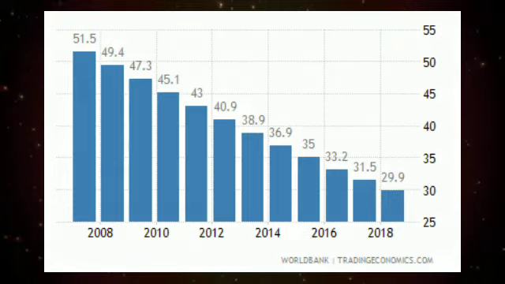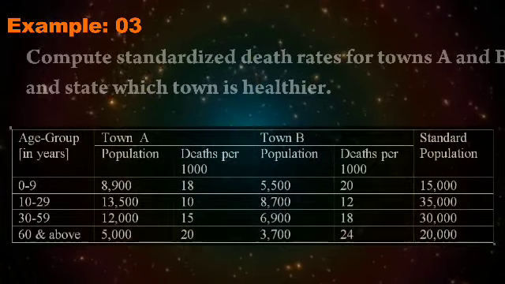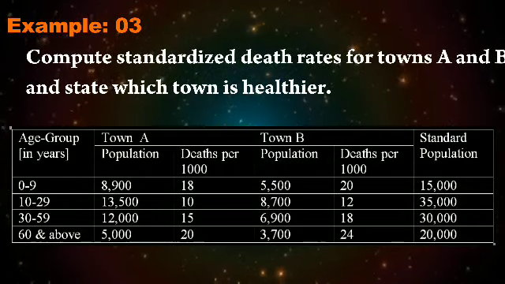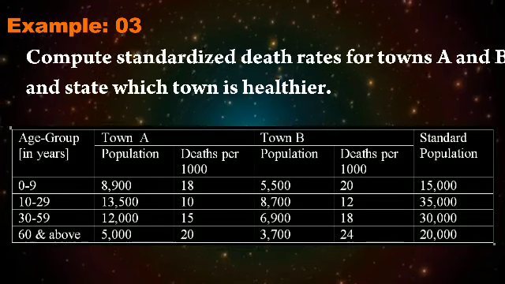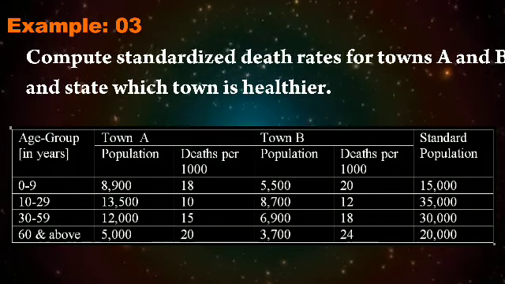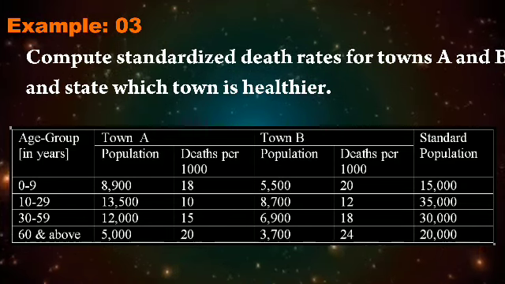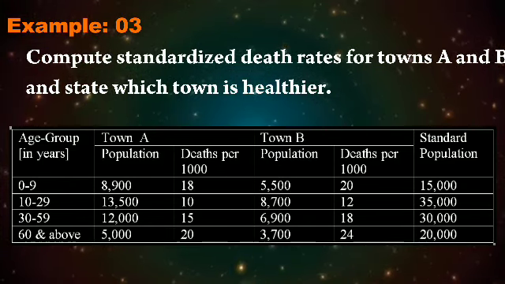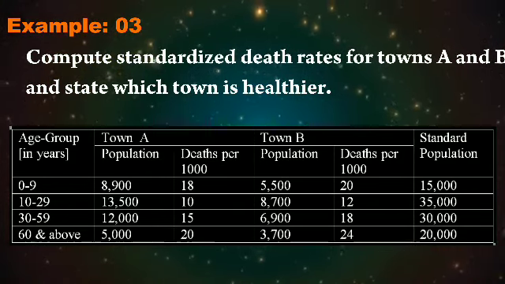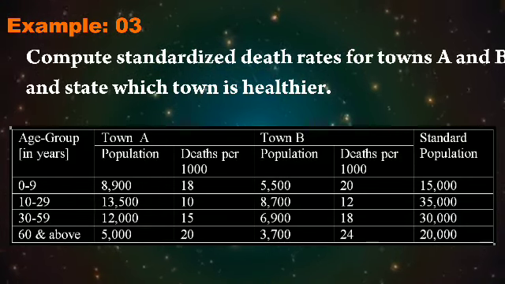Now, example number 3. Compute standardized death rates for towns A and B and state which town is healthier. Here your question is to find the death rates for both the towns A and B and state which town is healthier. The data is given with different age groups and the population and death rate of town A and town B, along with standard population, in the table.